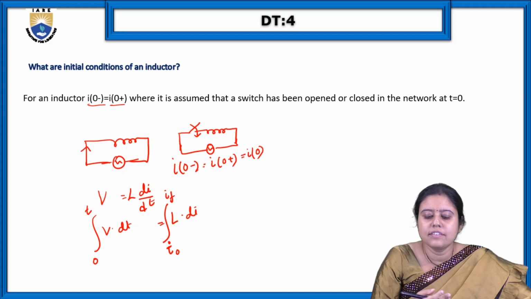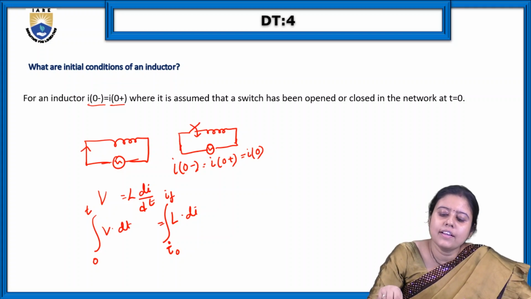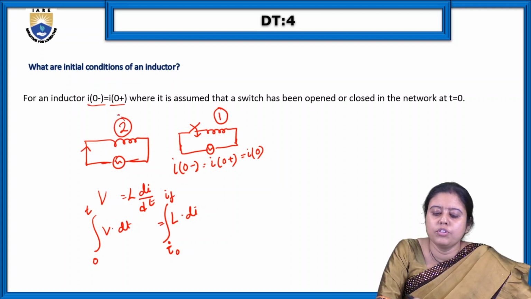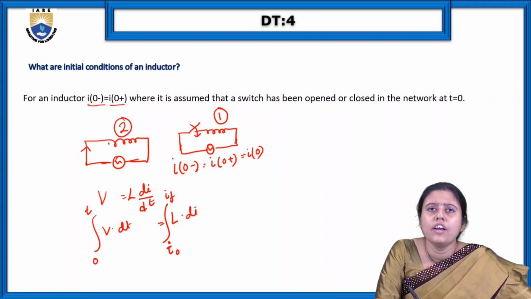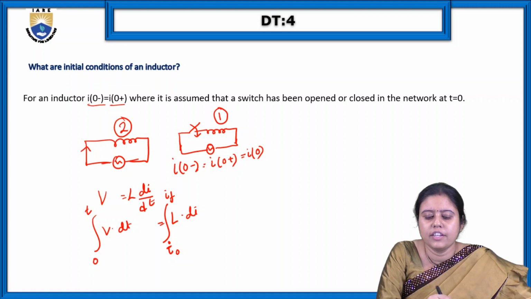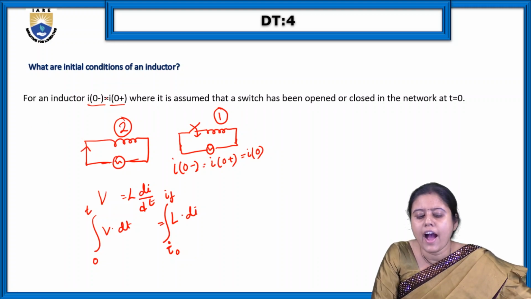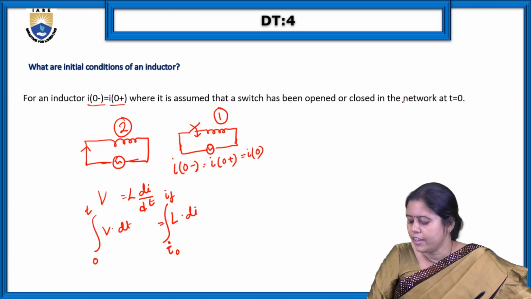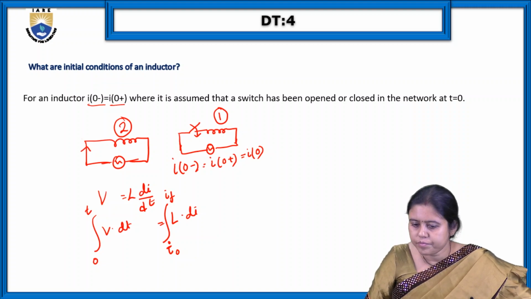While we are integrating this, say the first condition is switch off, the second condition is switch on. In this condition also we are getting the initial condition. So for an inductor, I0 minus is equal to I0 plus, where it is assumed that a switch has been opened or closed in the network at t equals 0.